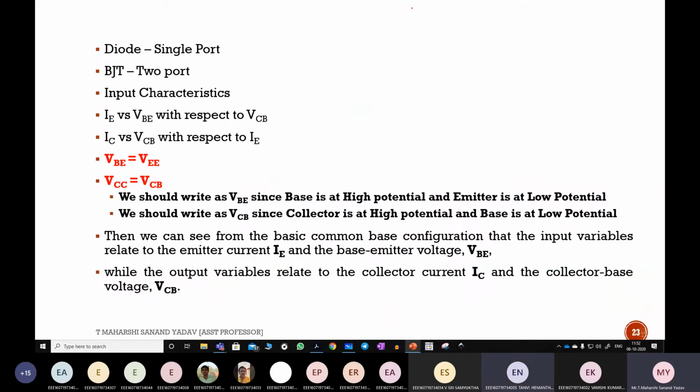Now you know that a diode is nothing but a single port device, whereas a bipolar junction transistor is a two-port device, meaning there is an input part followed by an output part also. Suppose the base is grounded, the diagram will look something like this. Base is connected to ground, this is the emitter, this is the collector. This is the input portion and this is the output portion.